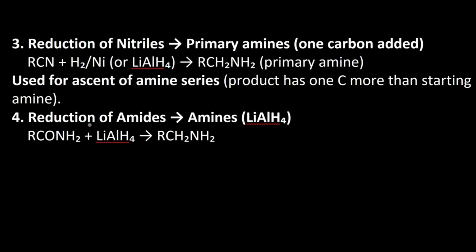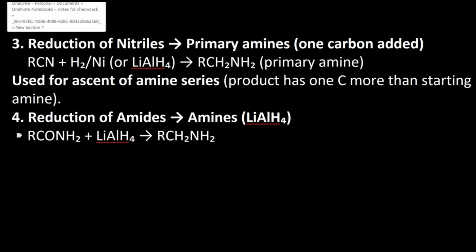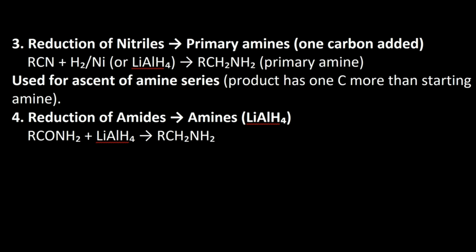The next one is reduction of nitriles. The CN group can get reduced to form CH2NH2. So the starting nitrile will have one less carbon than the resulting amine. For example, methyl cyanide will produce ethylamine. Then we have reduction of amides to amines, that is RCONH2 with lithium aluminum hydride gives RCH2NH2. From cyanides you can prepare amines, and from amides also you can prepare amines.